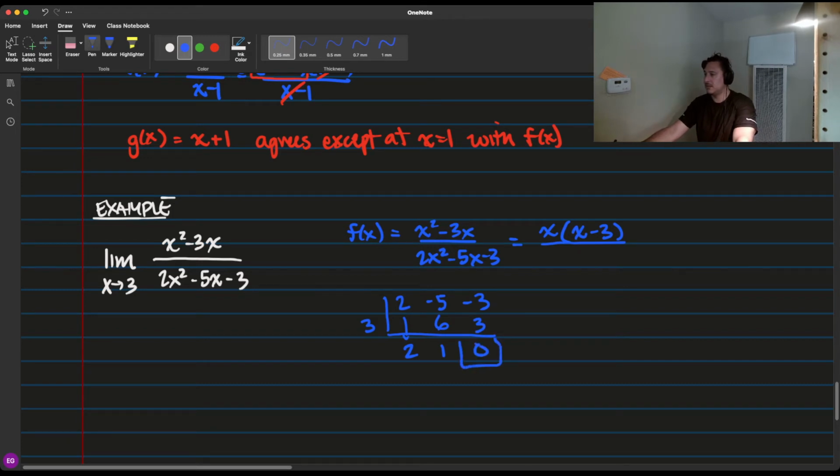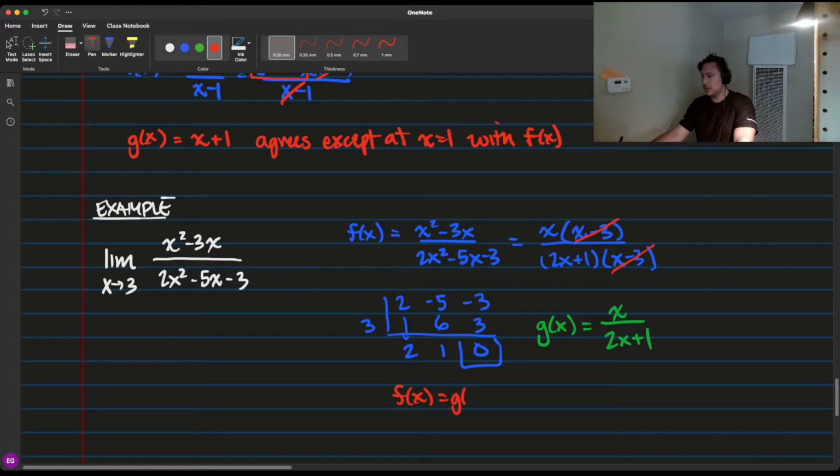So that means that this factors into 2x plus 1 times x minus 3. And then you're like, oh, there we go. Those x minus 3s cancel. The remainder is going to be your g of x, the function that agrees except at a point, which is x over 2x plus 1. So I'm just going to write f of x equals g of x except when x is equal to 3. Right? Because if you plug in 3, f is undefined. Okay, so they agree except at a point.